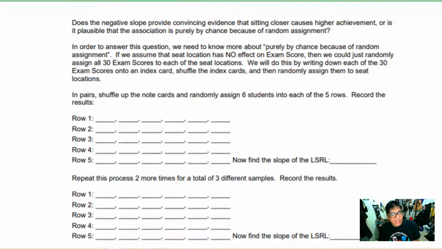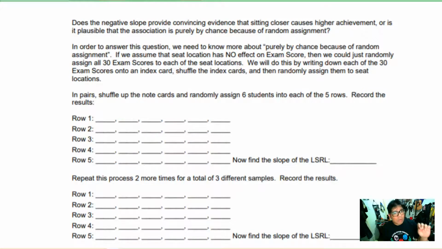of random assignment. Now, if we assume that the seat location has no effect, then we could just randomly assign all 30 scores to any of the seat locations. And what that sentence is saying is, no matter where, let's say, I scored a 72 on the test, no matter where you sit me, I'm going to score 72 on the test. My row number does not affect my test score at all.